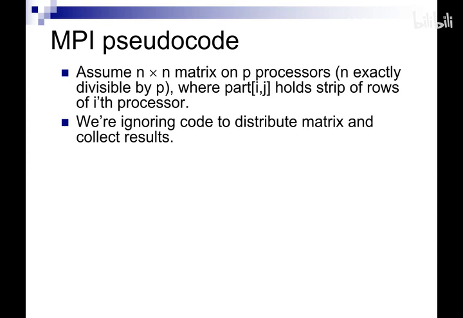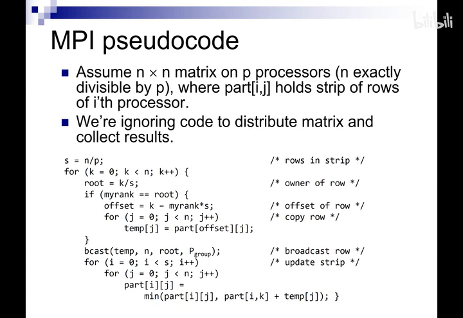We're going to ignore the initialization phase of the program where you need to distribute the matrix, and also at the end you need to collect the results. So we're not going to look at that. We're just going to focus on the computation. So first, this s here is going to be the number of rows that each process has. If you have n rows total and p processes, each process has s rows.